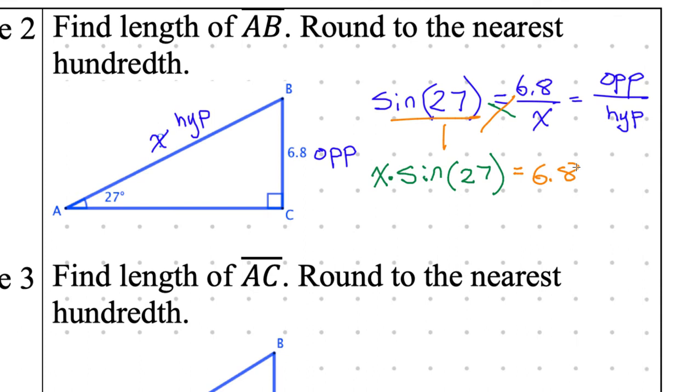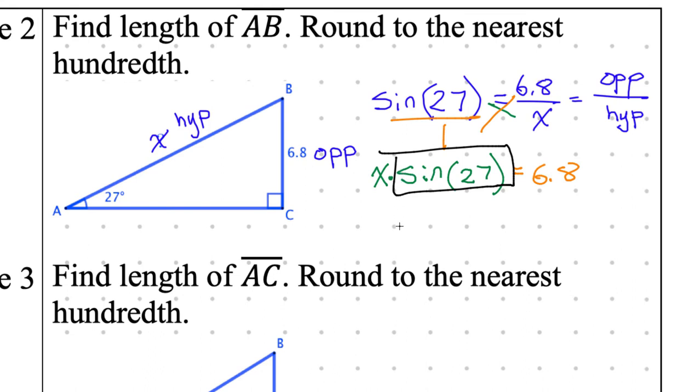Right now, x is being multiplied by this entire quantity of sine of 27. It's very important to think of this not as sine times 27. Sine doesn't mean anything on its own. Sine of 27 is a number. Think of sine of 27 as a giant block. I can't undo the block yet, but right now this is just a number. Sine of 27 represents some number. So if I have some number multiplied by x, how do I isolate for x?